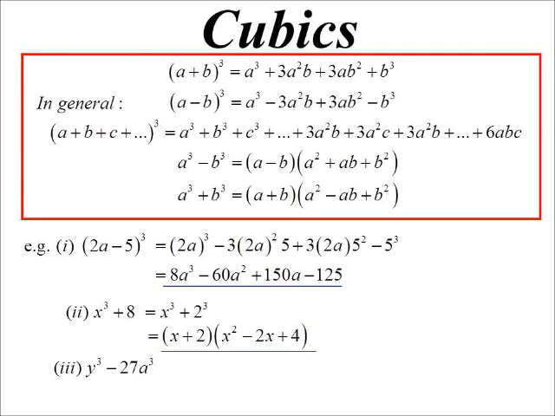Difference of 2 cubes. Y cubed minus 27a cubed. 27 is, of course, 3 cubed. So it is, in fact, y cubed minus 3a all cubed. We get y minus 3a, y squared plus the product, plus 9a squared. In fact, you can generalise that one as well.